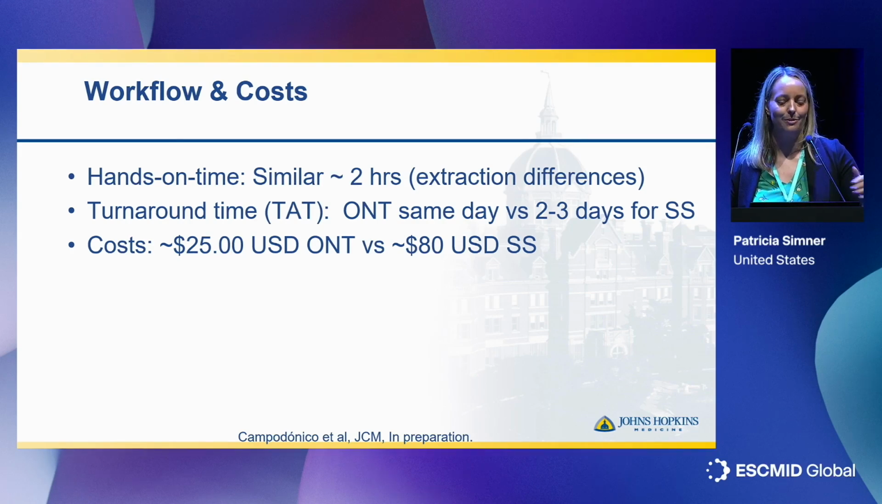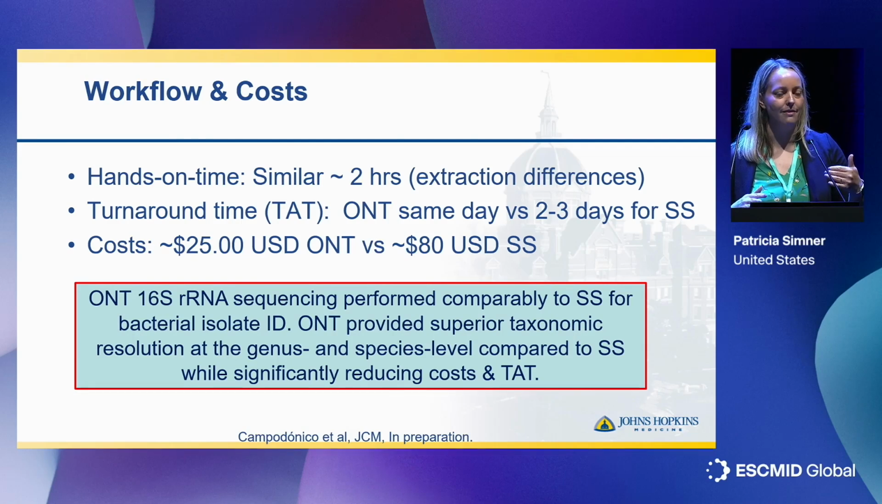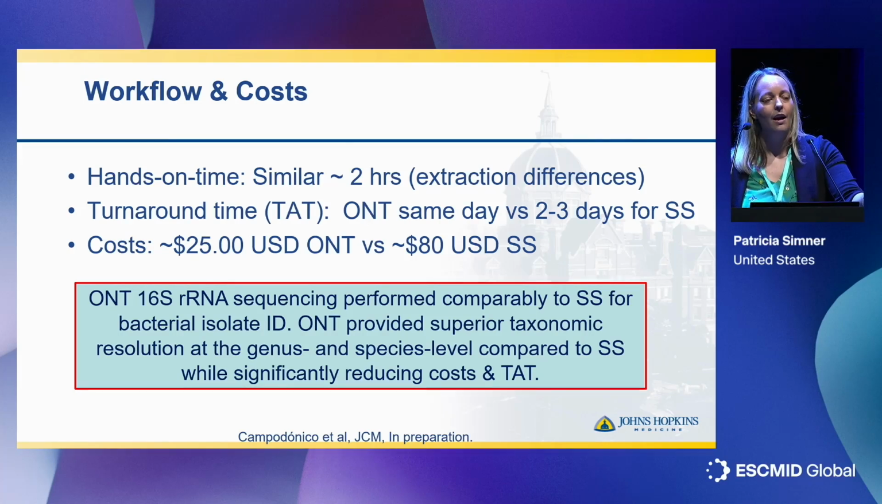So in this initial study, we demonstrated that we have similar performance characteristics between Sanger sequencing and nanopore-based sequencing for bacterial identification. Nanopore sequencing provided superior taxonomic resolution at the genus and species level while reducing the costs and turnaround time.